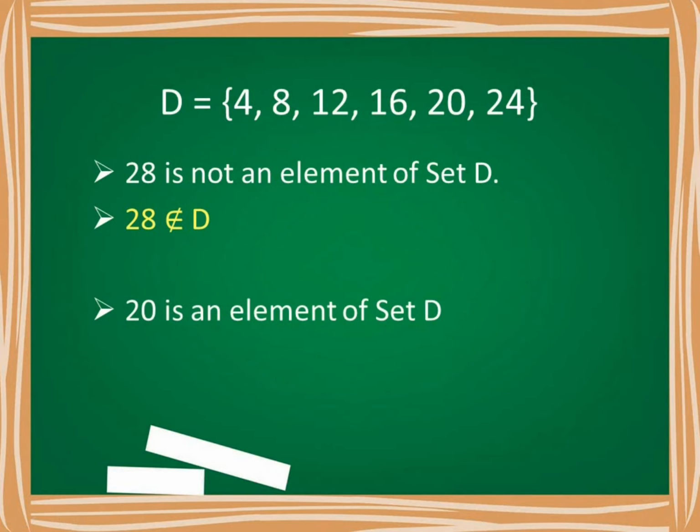And last one, 20 is also an element of our set D. Si 20 ay kabilang sa ating set. So, 20 is an element of set D. Element of a set is denoted by this symbol. And if it is not an element, this symbol is negated. So, element, not an element of a set.